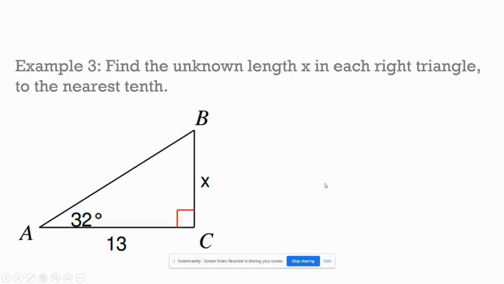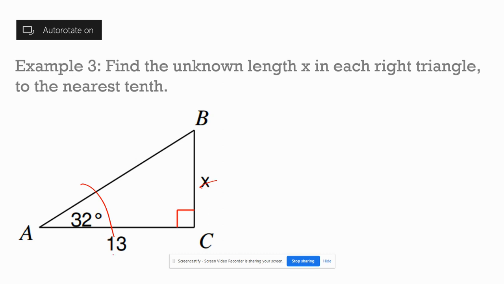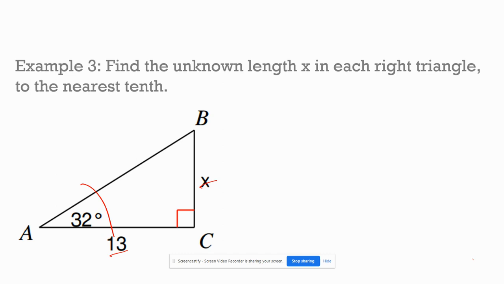Let's go ahead and look at the next question here. Find the unknown length x in each right triangle. So we're going to approach this the exact same way. This is the angle that I'm given for this particular question. I'm going to ask myself, what is x and what is 13 in relation to 32 degrees? Is it opposite, adjacent, hypotenuse? So let's start with x first. Well, 32 degrees is here. This is directly across. This is known as the opposite side, right? 13 definitely isn't the hypotenuse, but it is touching the angle. So that is known as adjacent.